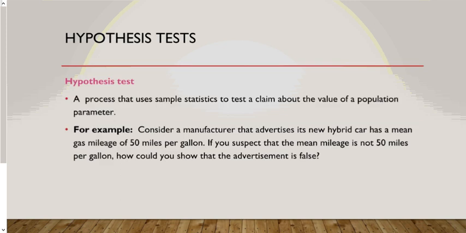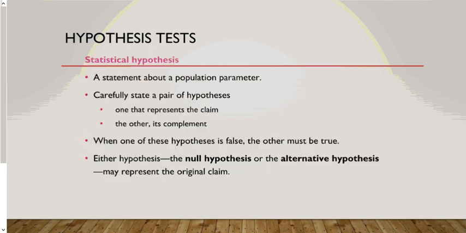Okay, so for instance, maybe we might say that a manufacturer is going to advertise that the new hybrid car has a mean gas mileage of 50 miles per gallon. Now, we think that maybe it's not. How would you go about showing that that advertisement is false? Well, you could collect a lot of data and you could make a confidence interval, but in the world of statistics, what's more accepted currently is a hypothesis test. There is a little bit of a push to make confidence intervals a little more mainstream though.